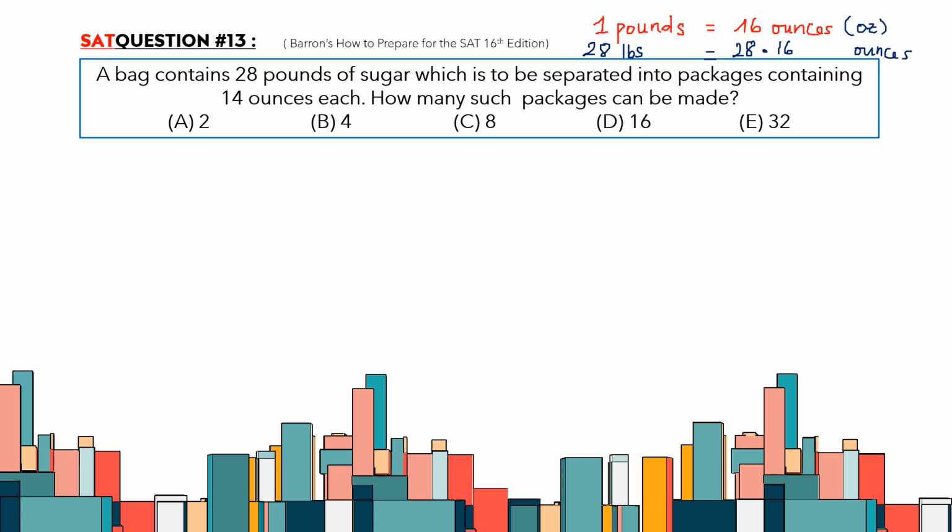Now we come back to our question. We have 28 pounds and we want to repackage it into 14 ounces each. So we will have 28 times 16 divided by 14 to get the number of packages.